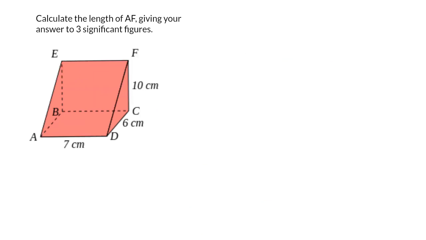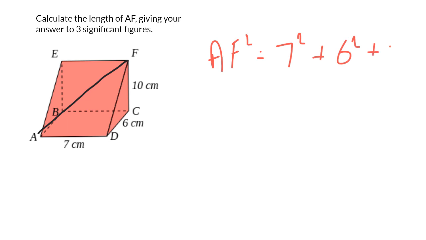Now here we're asked to work out the length of line AF, which is our diagonal here, going front to back again. Now, whilst we've got a triangular prism, we can still calculate it in exactly the same way as what we did with the cuboid. So we've got AF squared would be 7 squared, add 6 squared, add 10 squared.